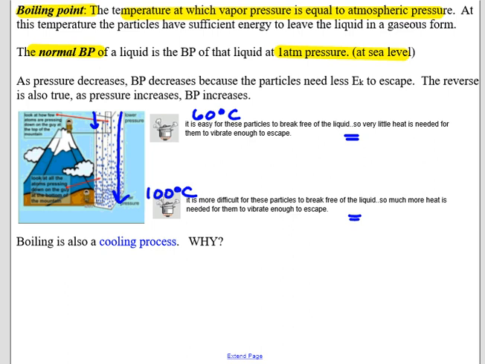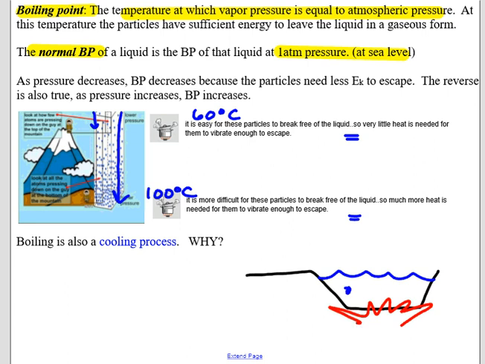Boiling is also called a cooling process. Picture a pot of water. Under this pot of water, we're going to add a fire. The particles of water inside the pot start to vibrate and eventually gain enough vibrational energy that they can start to escape. We have boiling. Even though heat continues to go into the water, the temperature of the water never changes. At sea level, it remains at 100 degrees Celsius.